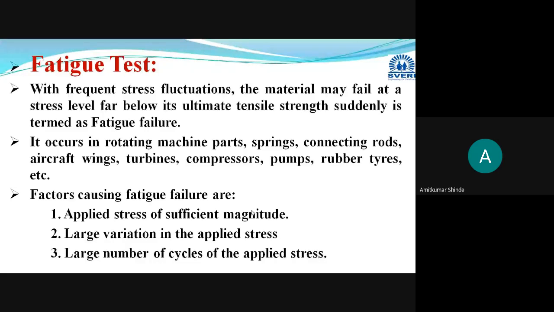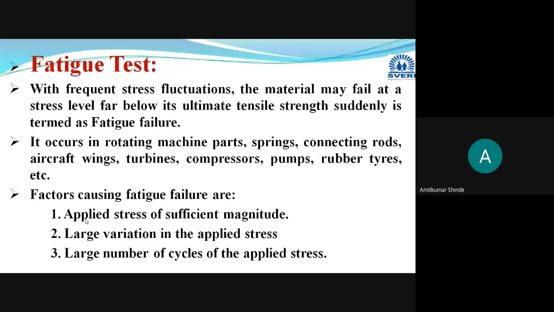Okay. Now, the first very important point in this: what is the meaning of fatigue failure? I have written that in this slide, you can read it. What is the fatigue failure? And I have written some examples also and some causes. These are the causes of occurrence of that fatigue failure.